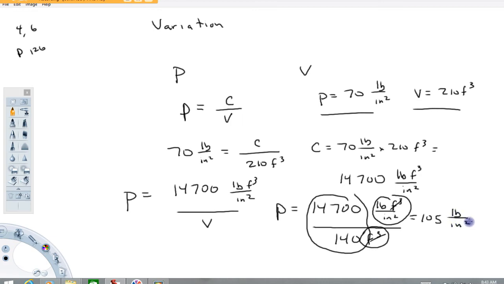So, there's an example of how to work a problem involving inversely related variables. I hope that these examples help.